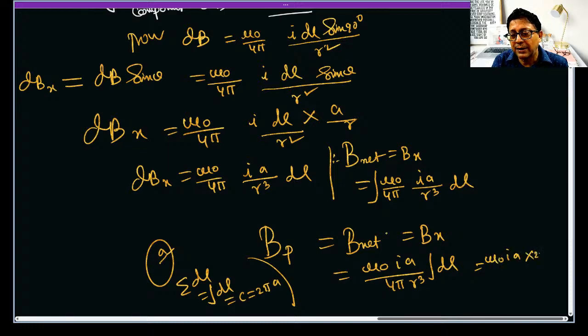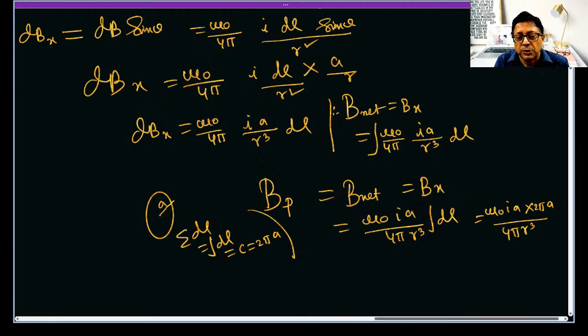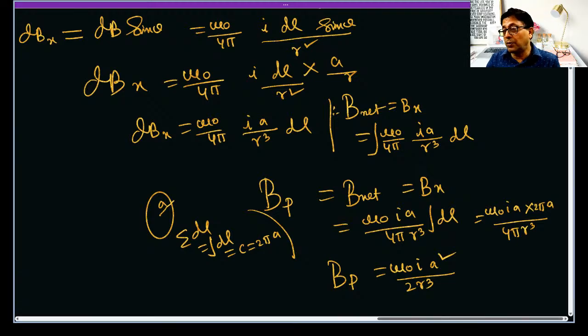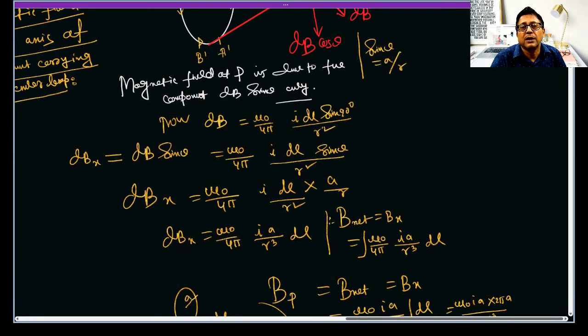mu0 IA, 2 pi A by 4 pi R cube. Understand? So B at P is mu0 I square by 2 R cube. What is R cube here? They put in terms of known quantities. R is assumed 1, but we have assumed A and X. So you can write both R square and R cube.